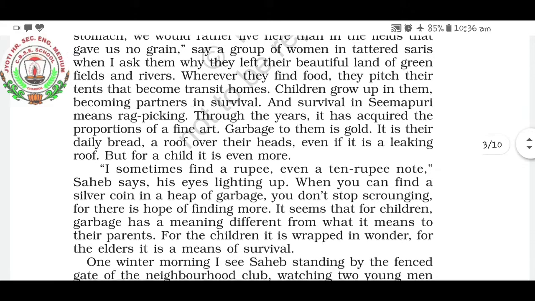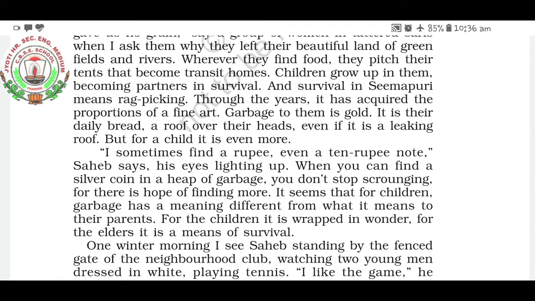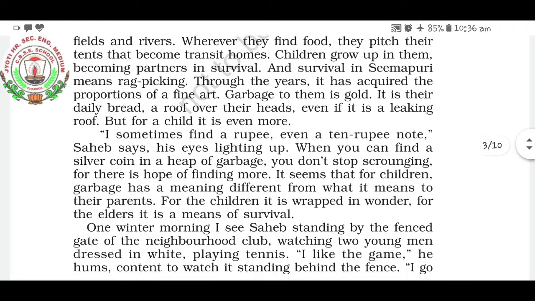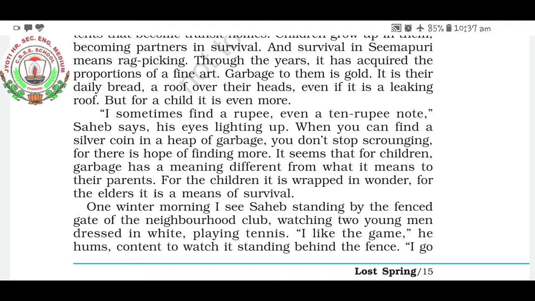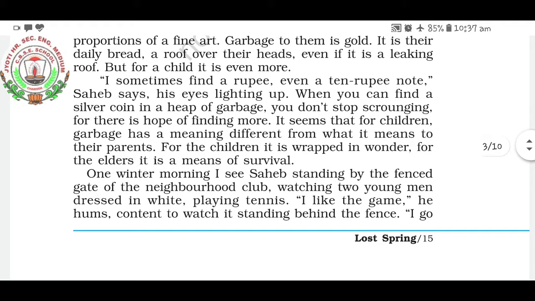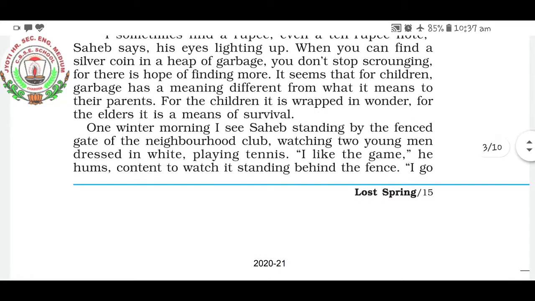And then we saw how the author says that for parents it's a means of earning, but for children it is sometimes more than that. Surprises, wrapped up wonders, because sometimes they get more than what they are actually searching for. Sometimes a rupee, sometimes a 10 rupee note. And then she also spoke about how the desire of Saheb is expressed, that he wants to go and play a game of tennis which was beyond his limit. But still, he got the shoes, a rejected pair from maybe some rich boy.